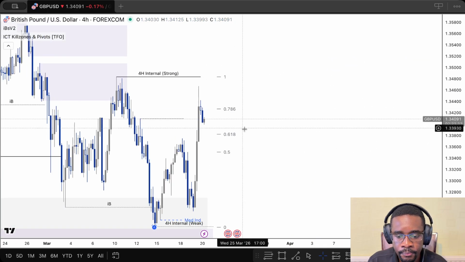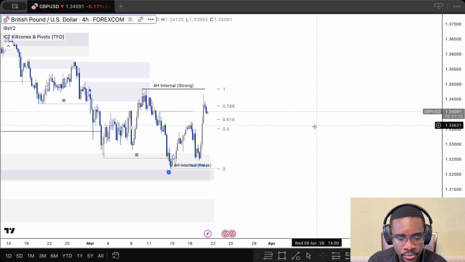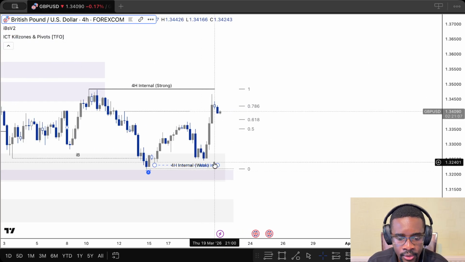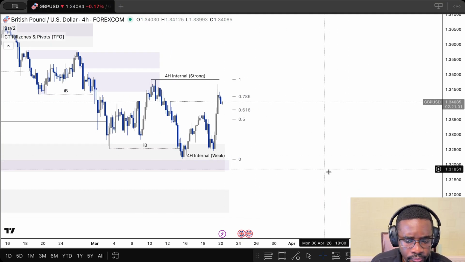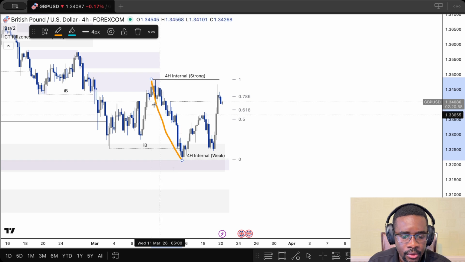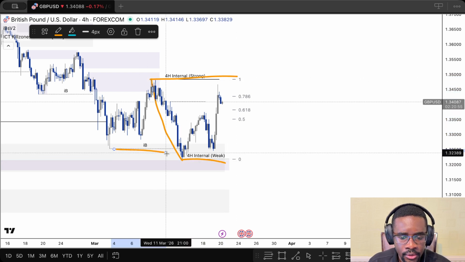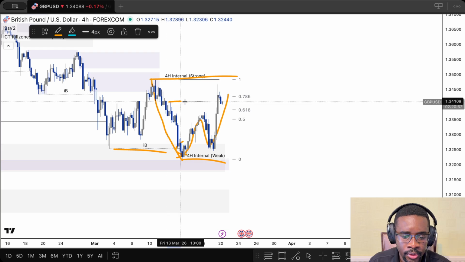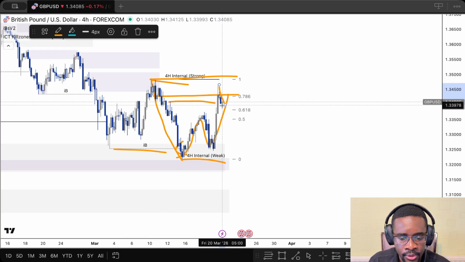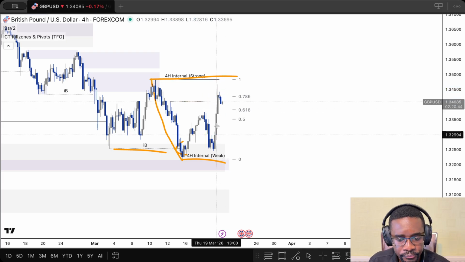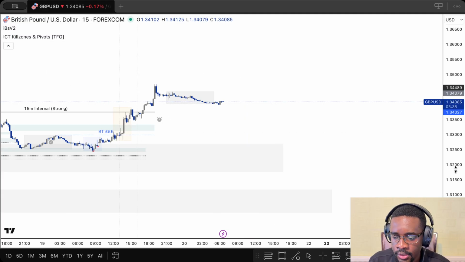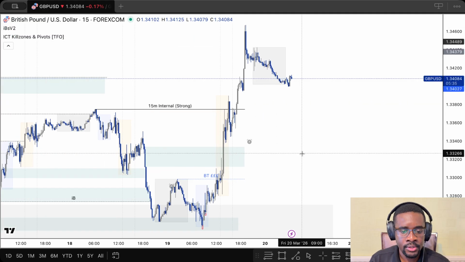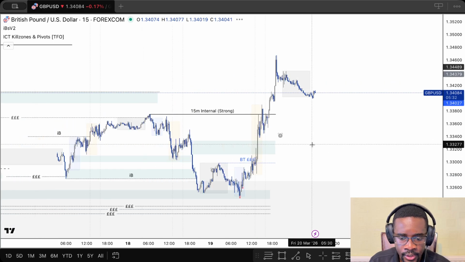Starting on the 4-hour. All right, so for the pound, I'll try not to take time drawing lines and everything. So this is what we have. We've had our breakout structure internally, and then we've had a strong pullback. All right, sub-internal. We've mitigated the extreme, and then we're now having a bit of a reaction. So this is on the 4-hour. That's all we see, and then looking at the 15-minute, what we have is we broke structure to the upside.